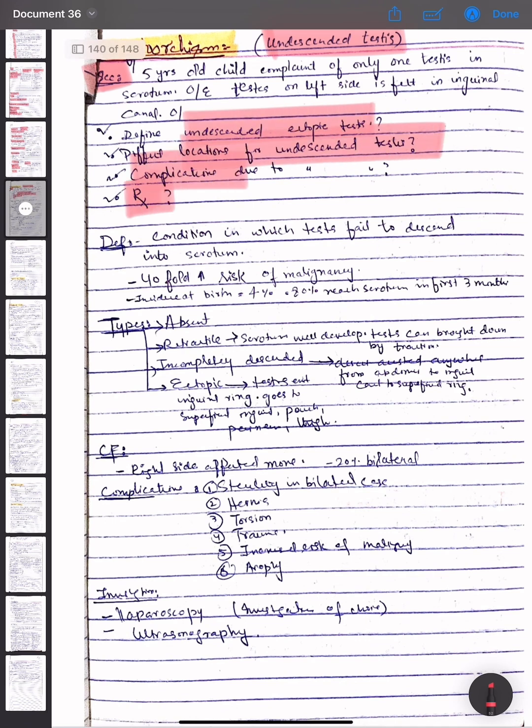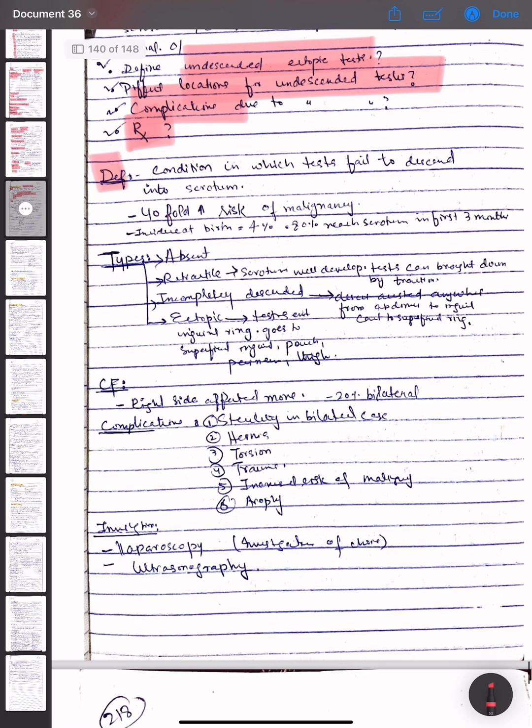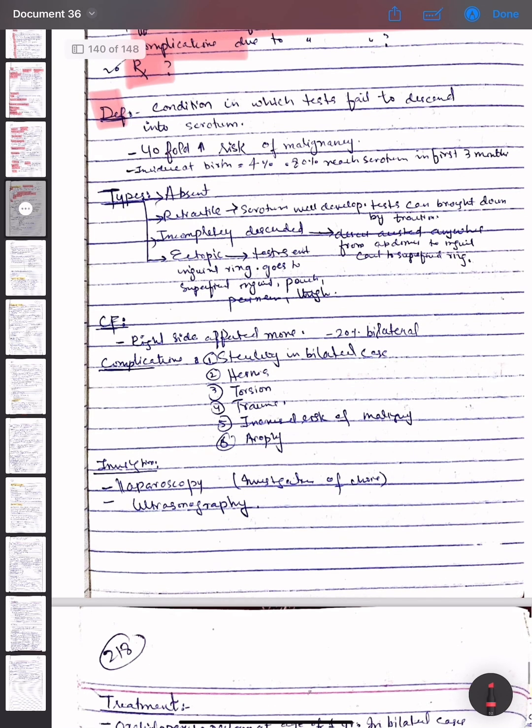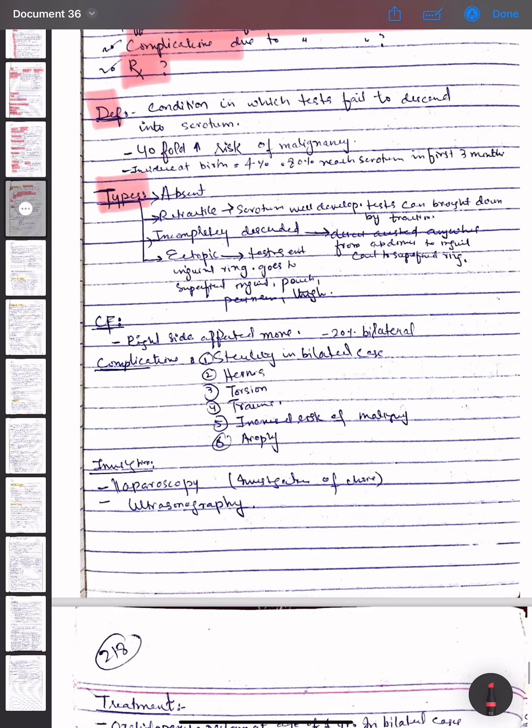So the definition is that it is a condition in which testis fails to descend into scrotum. There is 40-fold increase risk of malignancy. The incidence at birth is 40% and 80% descend into scrotum in the first 3 months. Okay, the types are absent, retractile, incompletely descended, and ectopic testes.